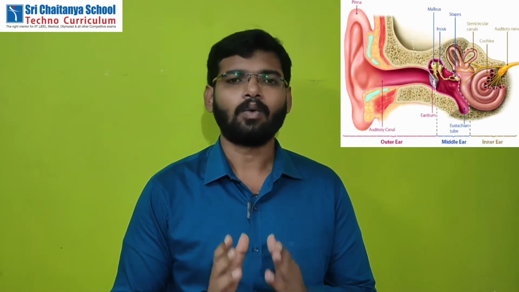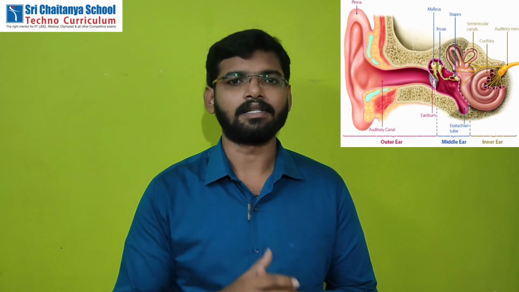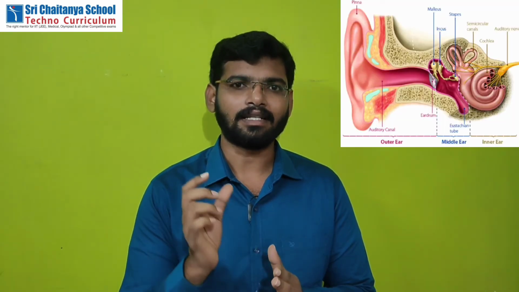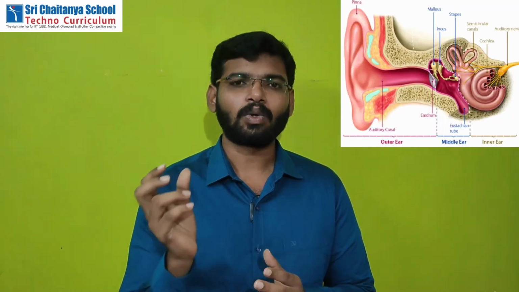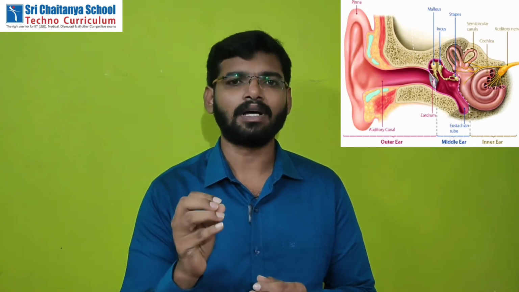Now let us see what the external ear is. The external ear has the ear pinna. It is made up of cartilage. This cartilage is flexible, that means pliable. It looks like a crumpled structure and it acts like a funnel to collect the sound waves. And these sound waves are sent to the ear canal.